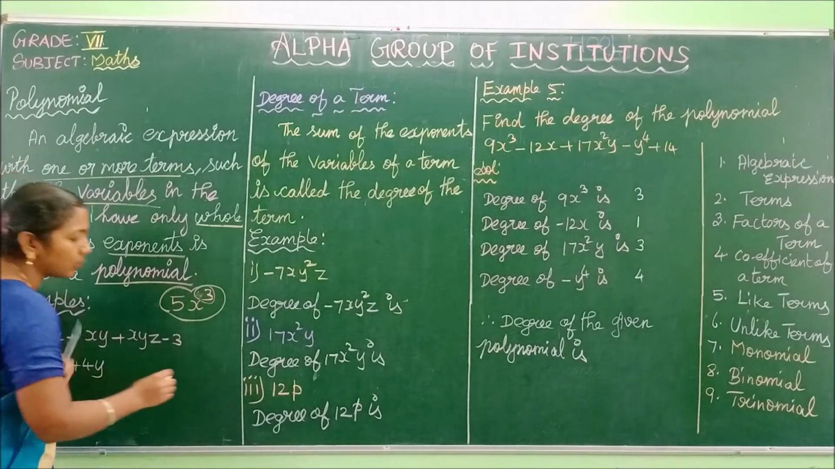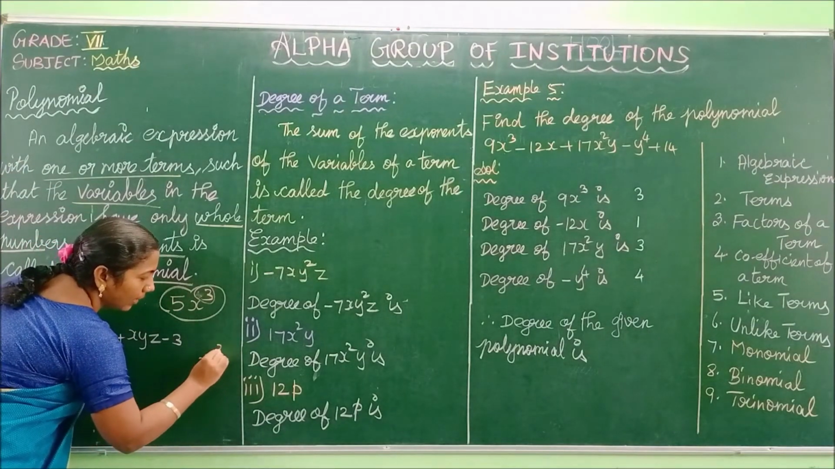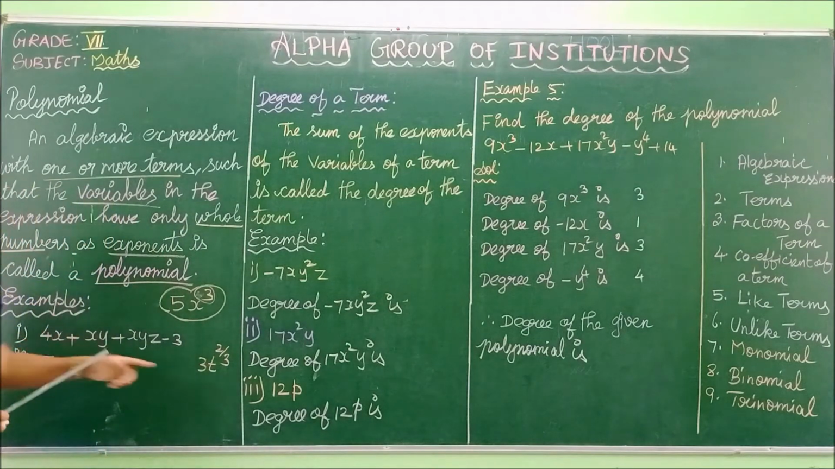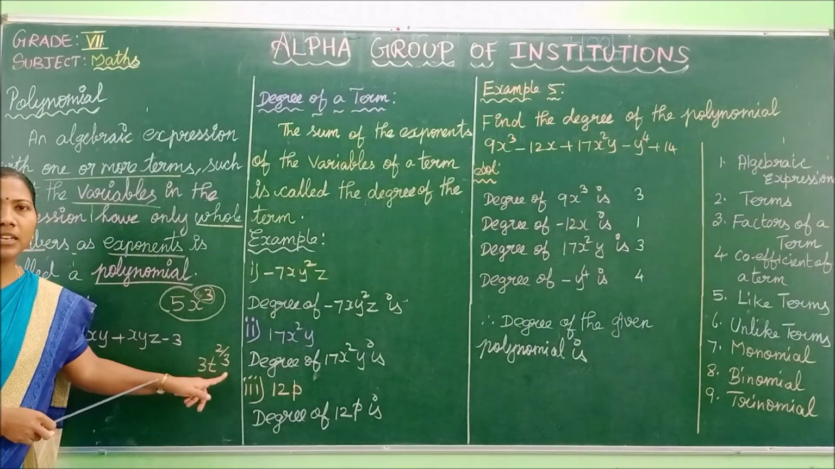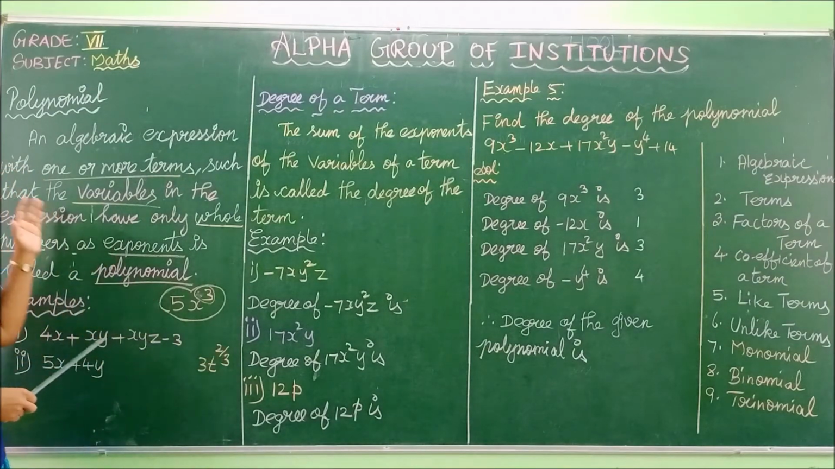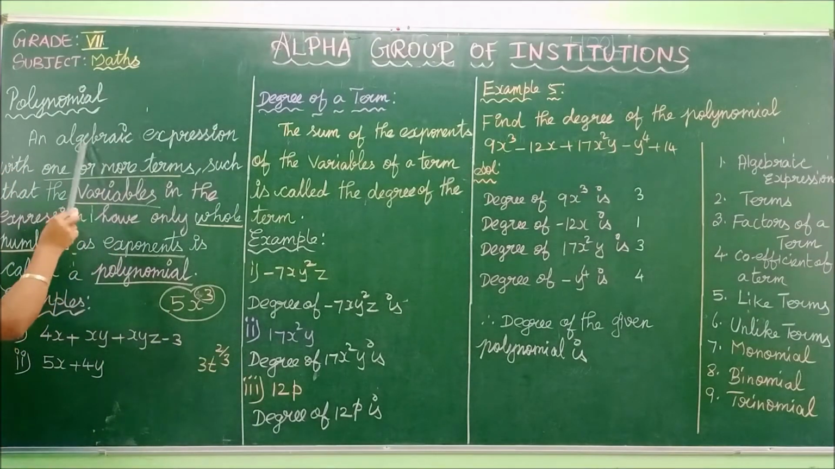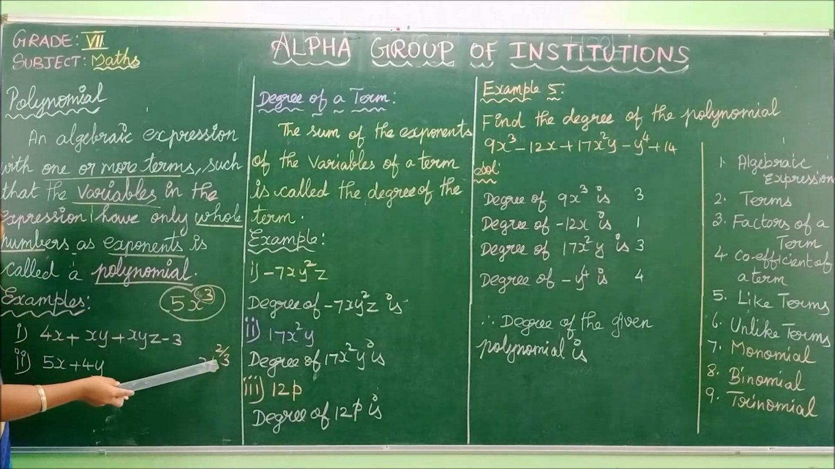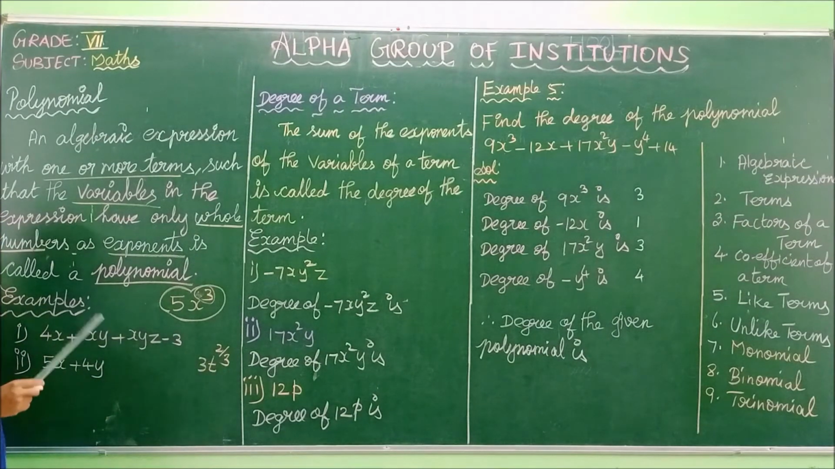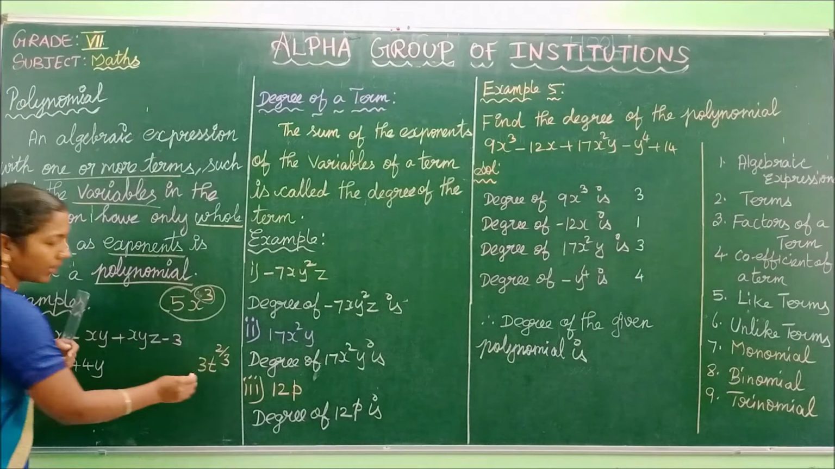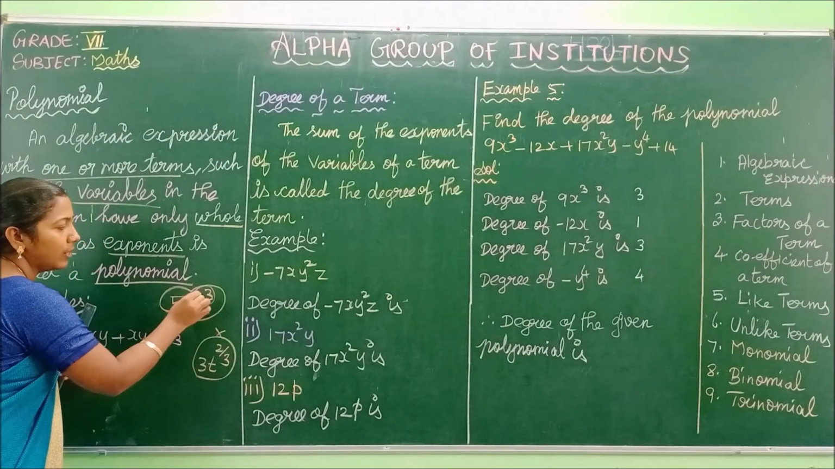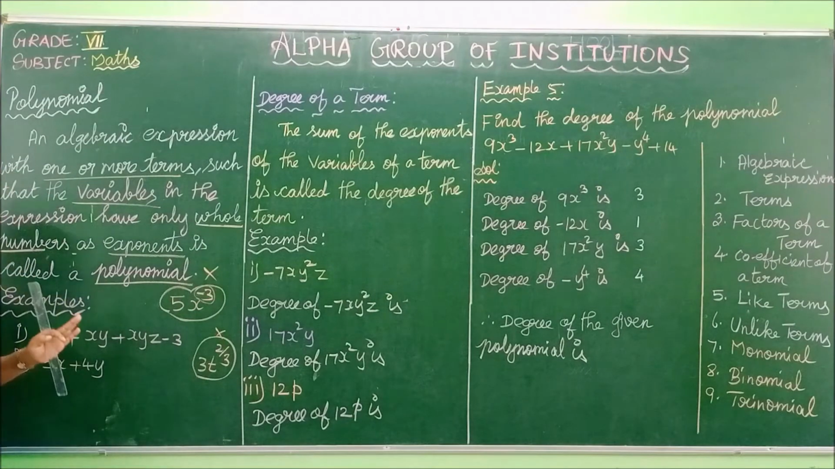Suppose you have some other expression like 3t power 2 by 3. See the exponent of t. What is it? 2 by 3. 2 by 3 is a fraction. But as per the condition of a polynomial, the variables involved in the algebraic expression must contain a whole number as the exponent. Here we have something other than a whole number, that is a fraction. So we can easily say it is not a polynomial. Do you understand, children? This is also not a polynomial. If it is a negative exponent, it is also not a polynomial. Here you see another example of a polynomial: 5x plus 4. Do you understand, children? This is the very basic concept. You must understand this polynomial thoroughly.